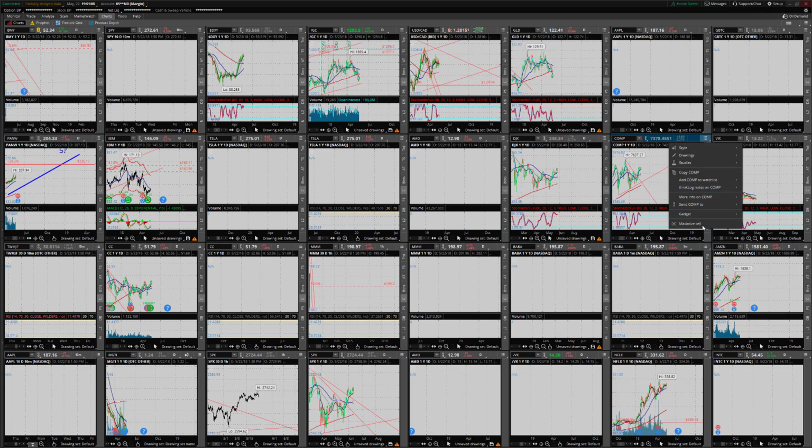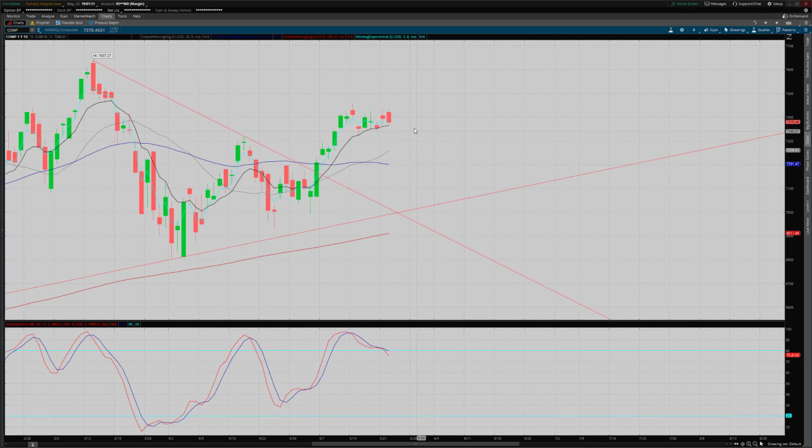NASDAQ composite. NASDAQ composite also put in a bearish engulfing. It did not close below the T-line, but again, that's likely to happen as this consolidation plays out. And the oscillator got overbought and is now coming down. So overbought doesn't mean sell, but once overbought starts rolling over, that's more of a confirmation that it's sell time. And certainly with the bearish engulfing, that adds credibility to that.